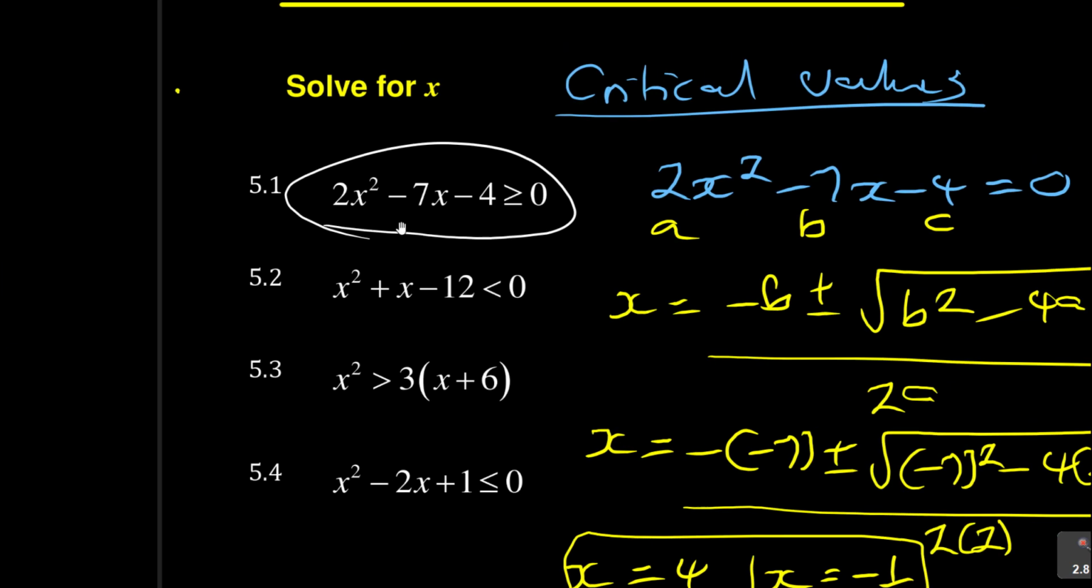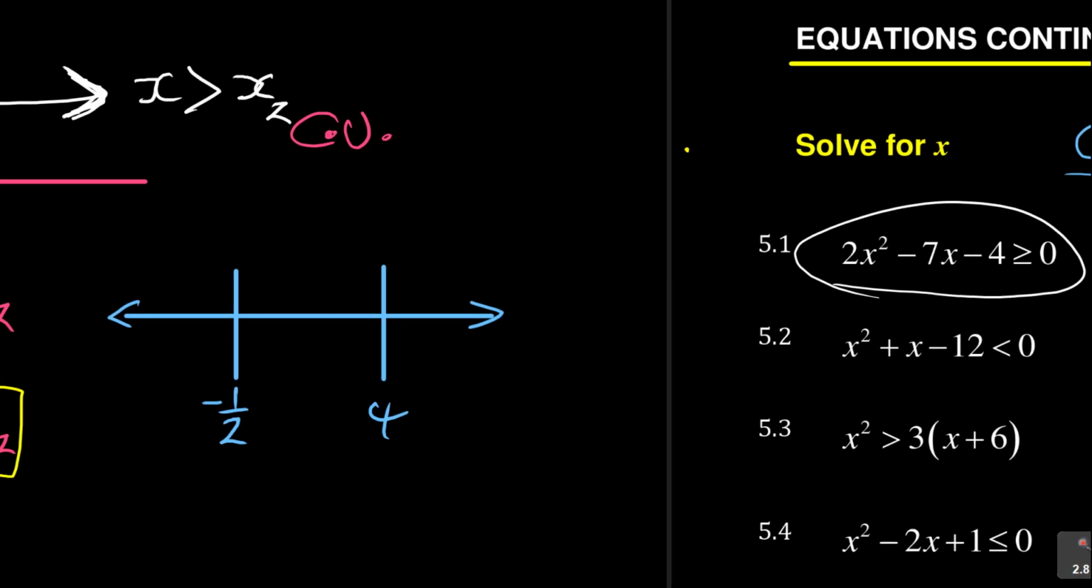But the question says, let's come back now to the sign. It says 2x squared minus 7x minus 4 is greater than or equal to 0. This is what I want you to know. When you see the sign greater, anything greater than 0 means positive. Anything less than 0 means negative. Are you with me? So just keep that in mind.